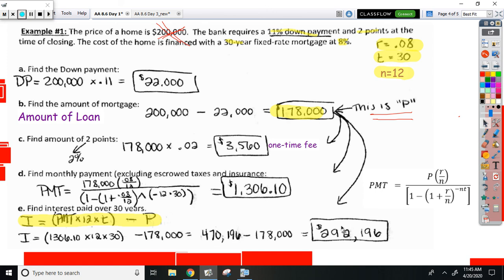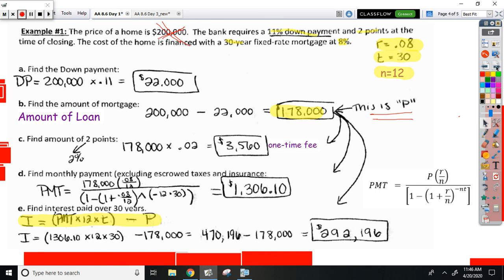$292,196 in interest. So unfortunately, with a mortgage, you do pay a lot in interest over the course of 30 years. Now, this is a really high interest rate, 8%. Usually, right around now, they're about 4% interest rates, so a lot lower. But still, you'll see that this number can be pretty large if the interest rate is high.